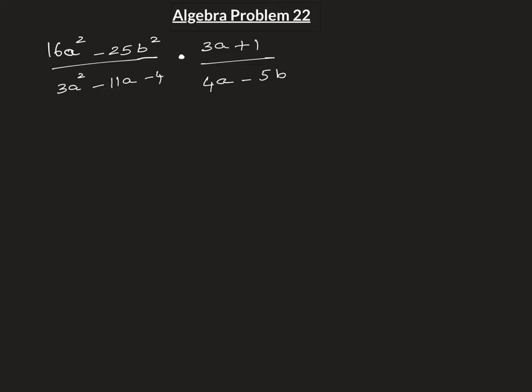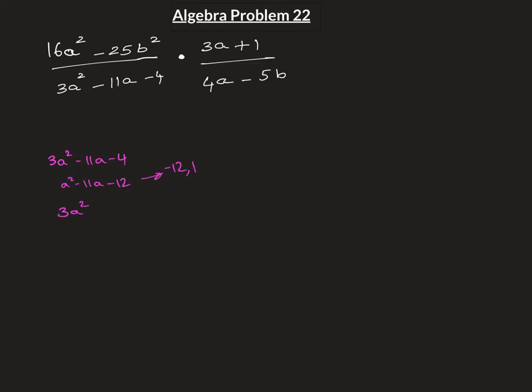So in this, we'll look at the denominator first. We've got 3a squared minus 11a minus 4. So now let's write that down here. So this becomes 3a squared minus 11a minus 12. So the two numbers multiply to negative 12 and add to negative 11. That would be negative 12 and positive 1.